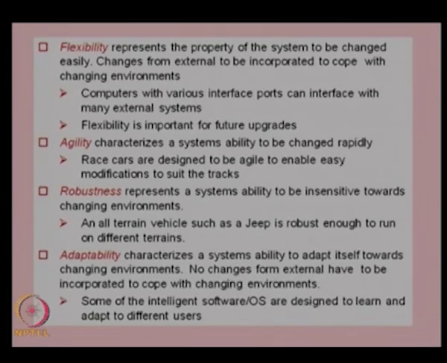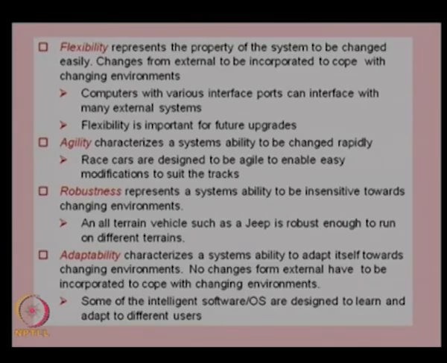And the last one is adaptability, which characterizes a system's ability to adapt itself towards changing environments. No changes from external sources have to be incorporated to cope with changing environments. So, some intelligent software operating systems are designed to learn and adapt to different users. So, that is adaptability. You adapt to the changing environment, or you learn from the environment and then modify the system or modify the performance accordingly, and this is known as adaptability.